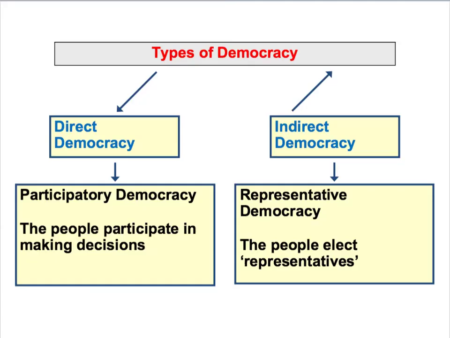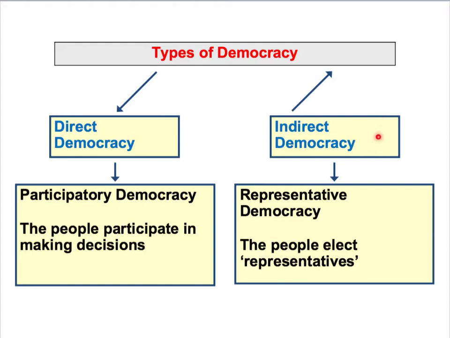Now, there are two main forms that democracy takes. On the one hand, there's the purest version of democracy, which was practiced in the ancient Greek states, called direct democracy. And this is a participatory form of democracy where there's no division between the rulers and the ruled. All of the people within a particular community participate in making the decisions that affect them.